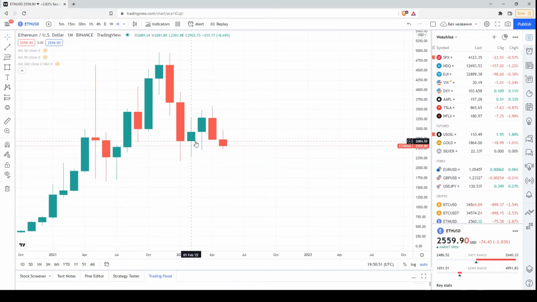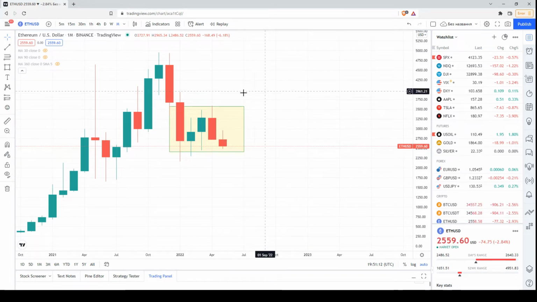But here we had some kind of rebound. Let me remind you that this small candlestick in February had a local high below the previous ones, but it had a local low above the previous one. So that was a small bullish signal pointing to a potential consolidation. And I would like to say that it seems that we're still in this consolidation.